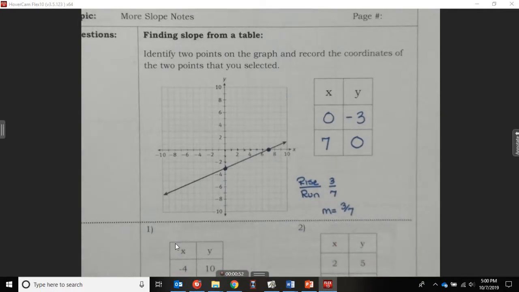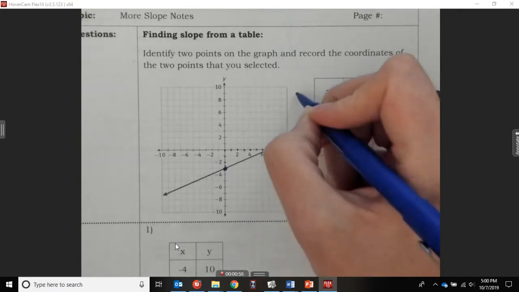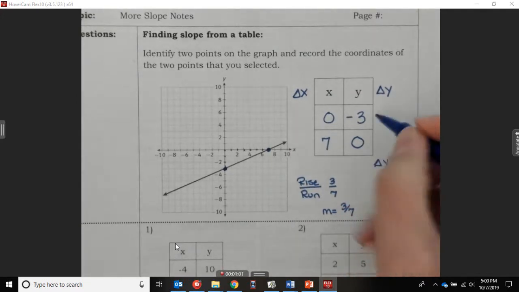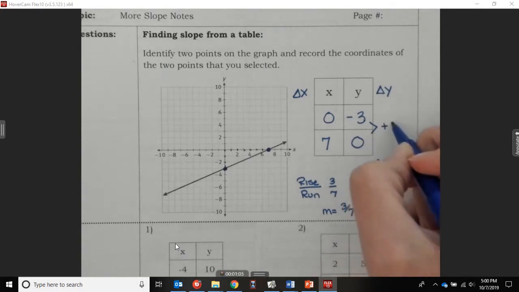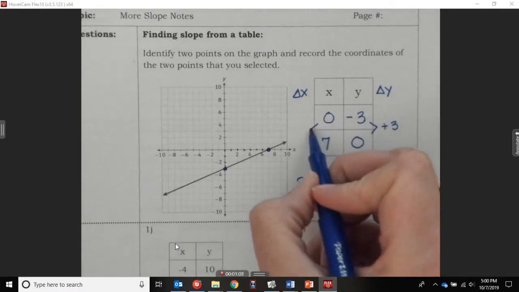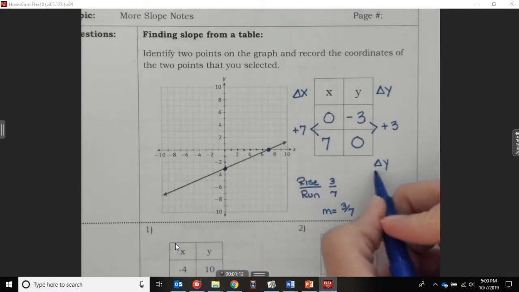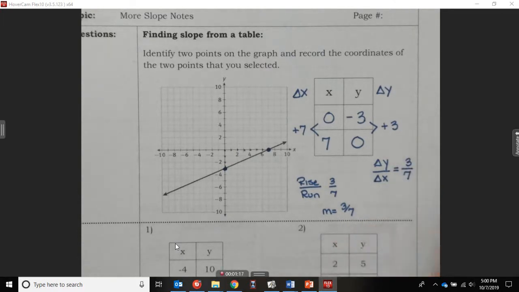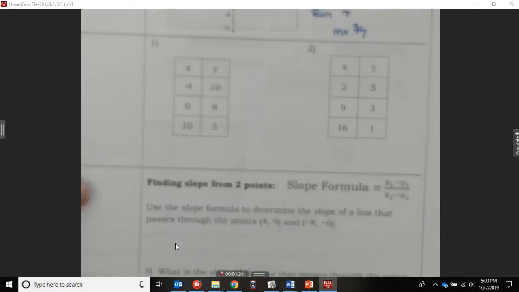But if I'm looking at it from a table, we use the change in y over change in x. And so my change in y, I go from here to here. How do I get from -3 to 0? Well, I add 3. My change in x, how do I get from 0 to 7? I add 7. And so my change in y divided by my change in x is 3 over 7. And that's what you do to find slope from a table. And so I have a couple examples to practice.